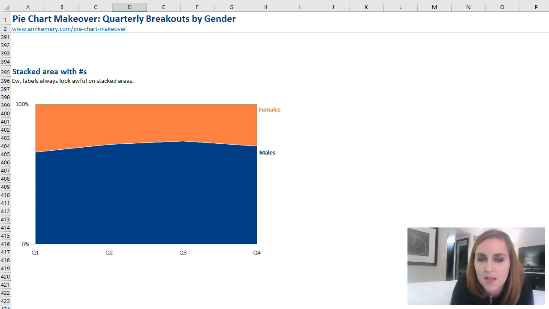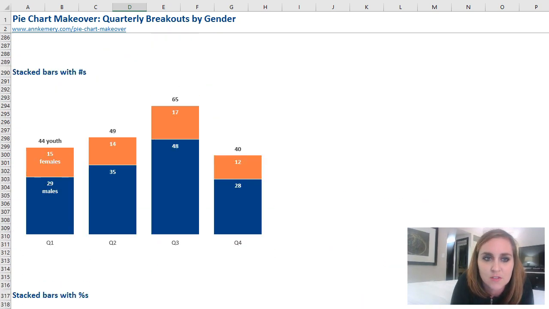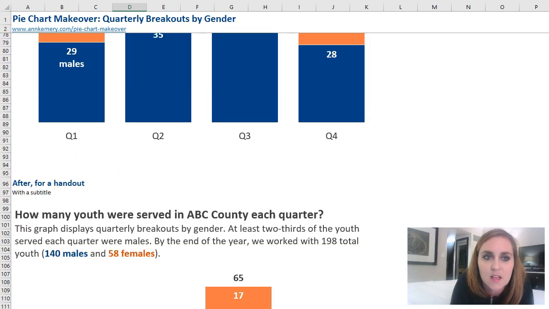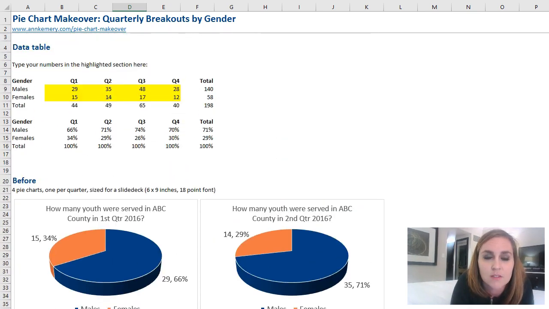Okay, I'll scroll back up to the top. This is the quickie view. Here are all the different choices. Whoa, so many choices. So you can look at this file if you want. You can download it on my blog, nkemry.com/pie-chart-makeover. Type in your actual numbers into the highlighted section here. Everything will automatically update. Then you just take these charts, paste them into Word, and you're good to go.